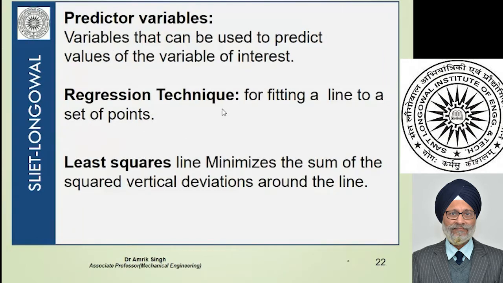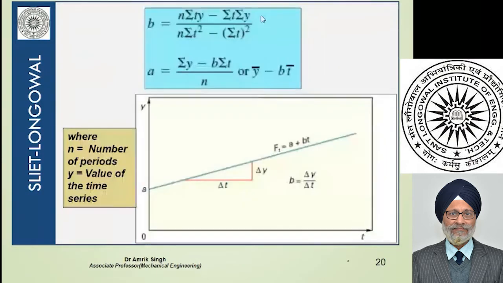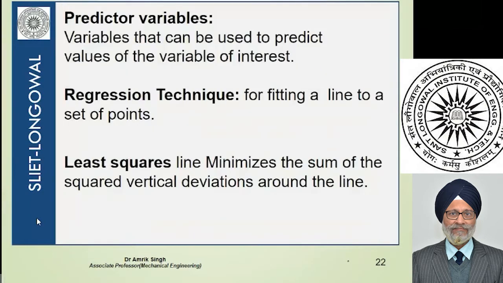Regression technique is a technique for fitting a line to a set of points, and the least square method is a method in which a line minimizes the sum of the squared vertical deviation around that line. Just now we have seen this. This is the least square method only, by which we fit the line by trend. I'll put some problems in the tutorial so that you try.